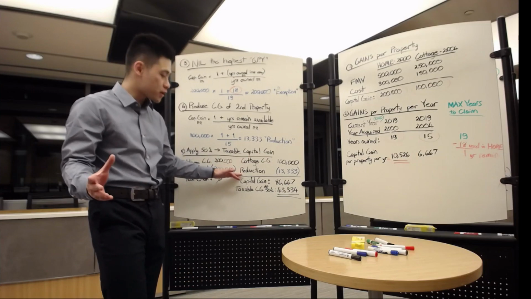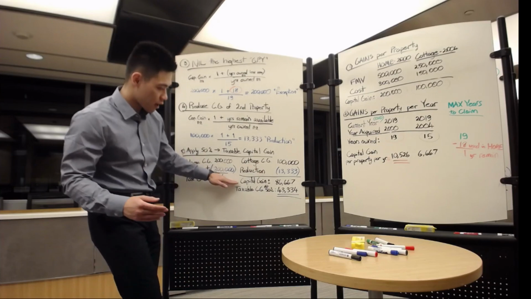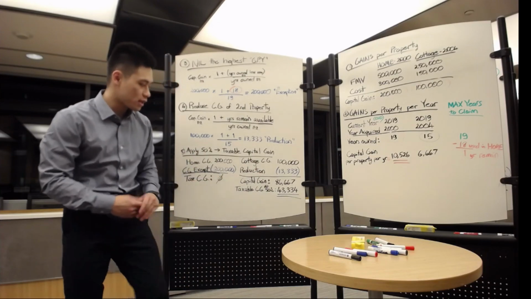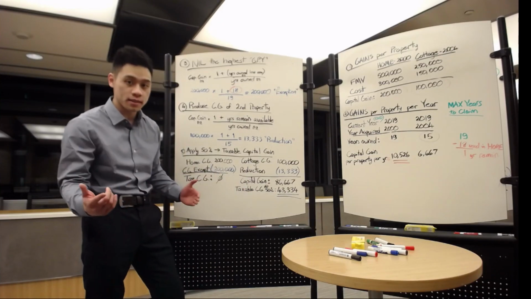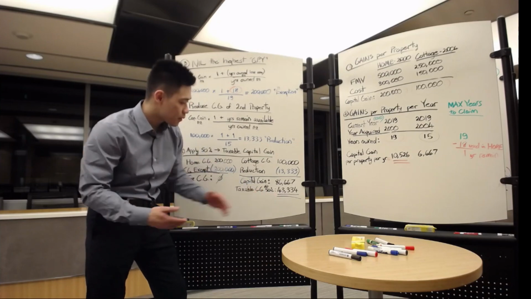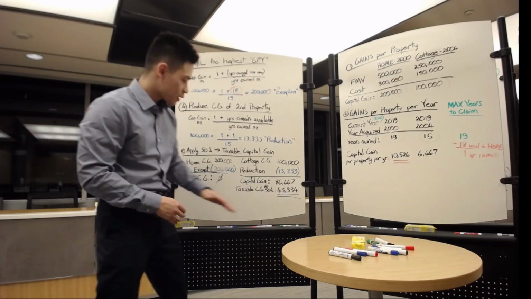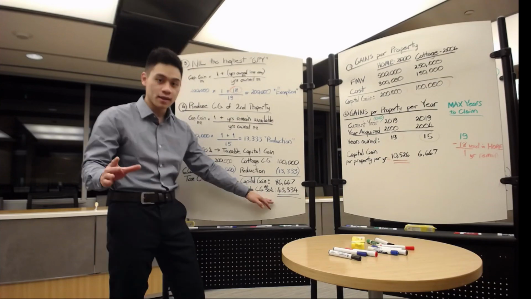We have the remaining reduction of 13,333. Therefore, our remaining capital gain for the cottage is $86,667. We're going to apply 50% to that to get our taxable capital gain of $43,334. We're going to add this amount onto our personal tax return to get to our net income for tax purposes.